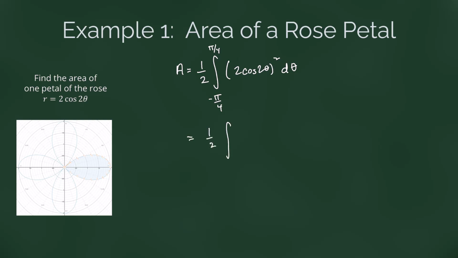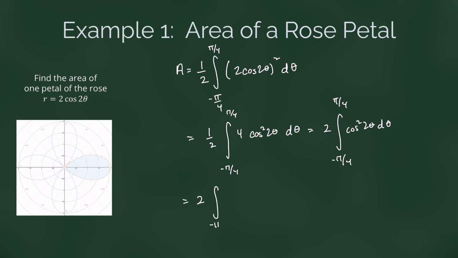So that gives us 1/2 times the integral from negative pi over 4 to pi over 4 of 4 cosine squared of 2 theta, d theta. We'll move the 4 outside to get twice the integral from negative pi over 4 to pi over 4 of the cosine squared of 2 theta d theta. We know from our integration techniques that when we have a cosine squared, we're going to rewrite it using a power reducing formula. So we're going to write that as 1 plus the cosine of 4 theta all over 2 d theta.